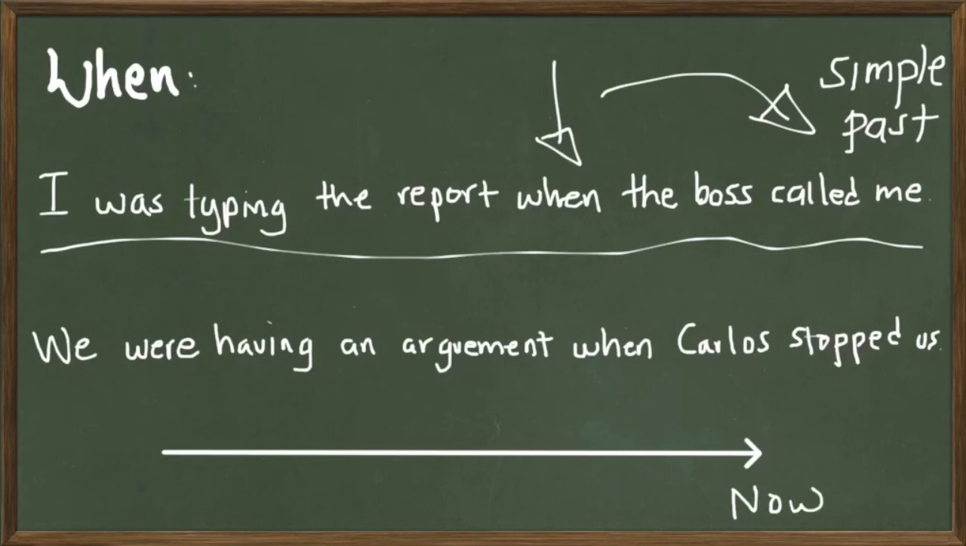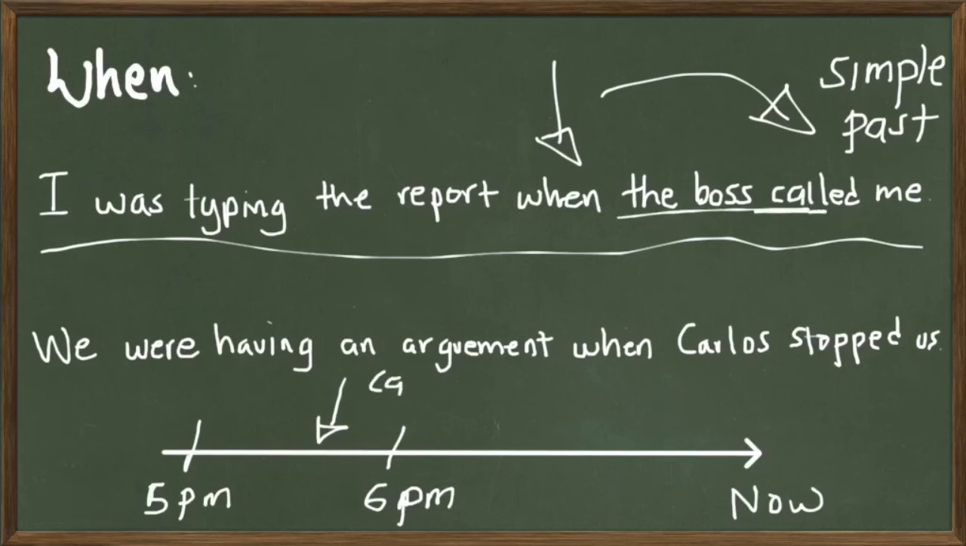So this is now. Imagine this is now. And we have this action, typing the report. Let's say that it took us an hour from 5 to 6 p.m. So during this time, I was typing the report. But at some point during the report typing process, this person, the boss, gave me a call. Yes? So here there's an interruption. I was typing the report when boom, the boss called. Now once again, we can call it an interruption or just the beginning of another action.